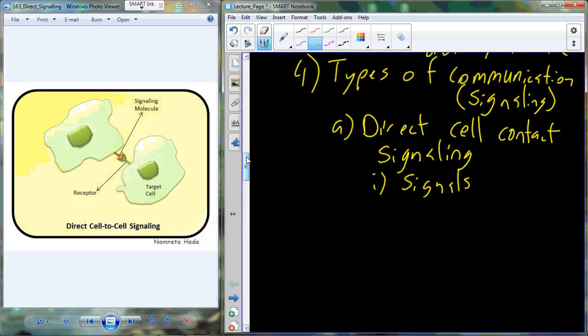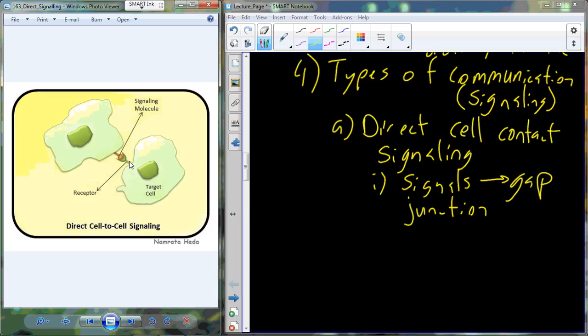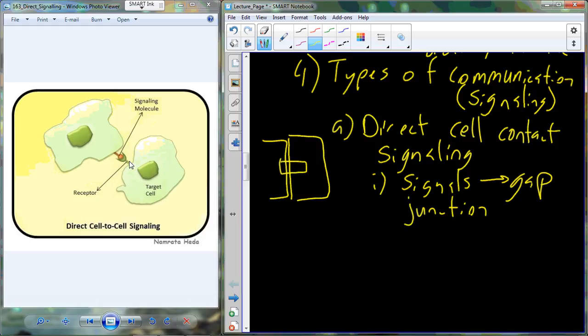So we might have situations where the signal goes across the gap junction. Even more defined than having the cell-to-cell interaction between the signaling molecule and the receptor, you might have two cells that share that gap junction. They have the gap junction, which is basically an open space between the two. And we have some sort of change here that begins to move across into the other cell.